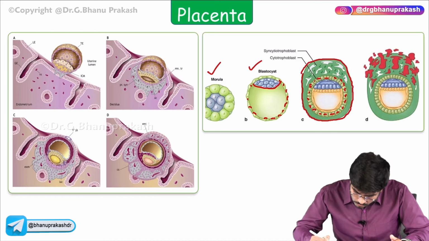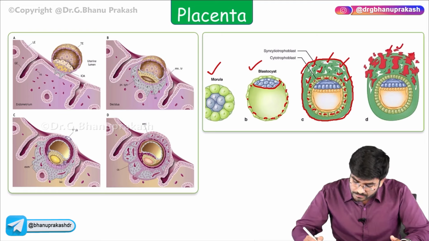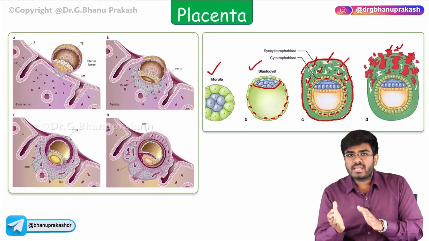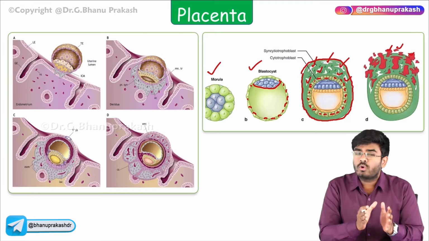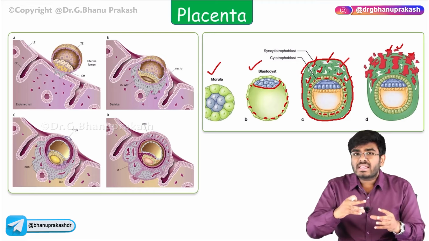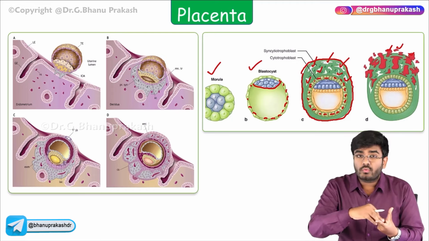Now in the syncytial trophoblast, you can clearly see that the lacunae are going to develop. Later, these lacunae are going to be filled with the maternal blood. Now maternal blood has arisen. What happened? Fetal blood has to go there for the exchange. Now let's see how exactly the fetal blood is going there, how exactly the villi are going to form.